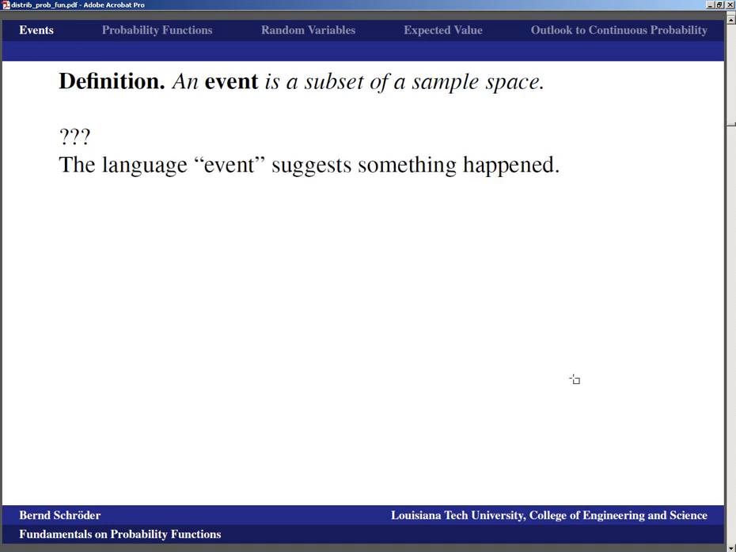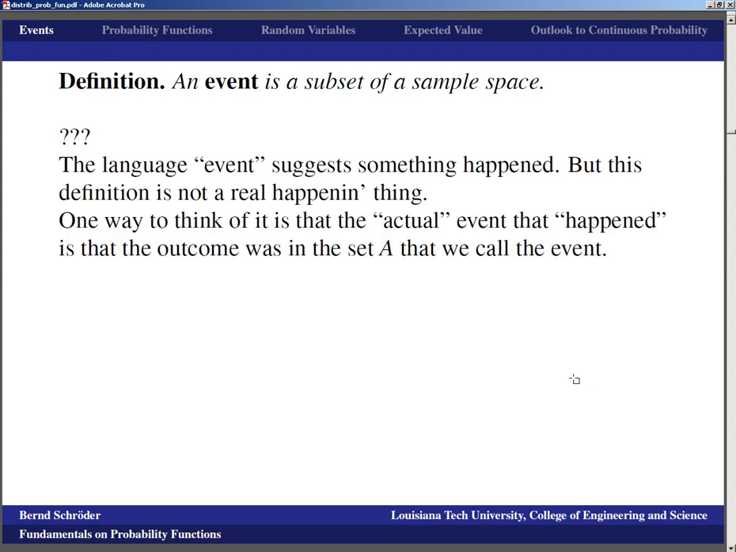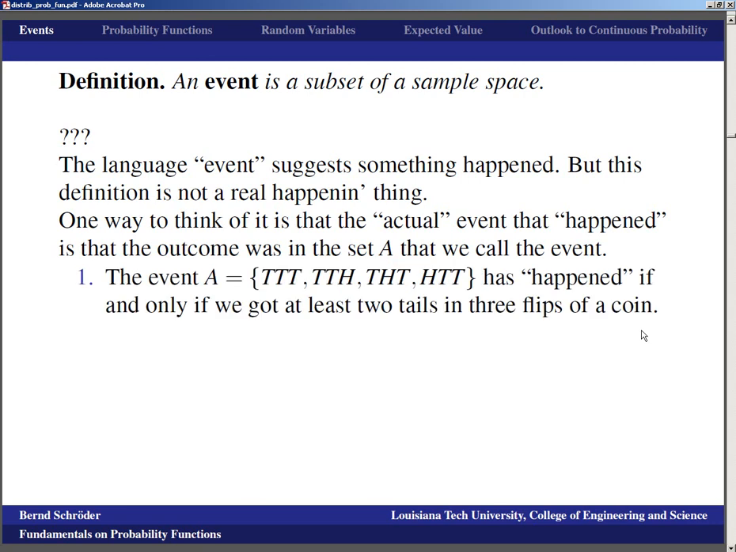See, we're talking about sets here. An event suggests that something is happening or has happened, and that definition isn't really a happening thing. I mean, what's going on there? So one way to think of that is that the actual event, when you're talking about real life, the stuff that actually happens, and of course there's always something happening that you're trying to model, is that what actually happened is that the outcome was in the set that we call the event. That's the most sense I could make out of the language, and it works pretty well, I think.